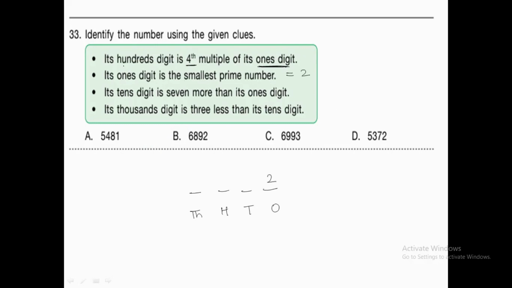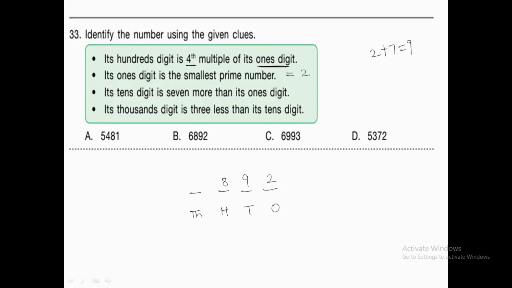The first clue said the hundreds digit is the fourth multiple of 2. The fourth multiple of 2 is 2 fours are 8, so the hundreds place digit should be 8. Now the third clue is that its tens digit is 7 more than its ones digit. The ones digit is 2, and 7 more than 2 is 9. So we get our tens place digit, which is 9.